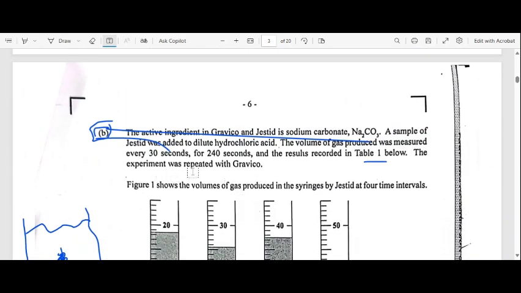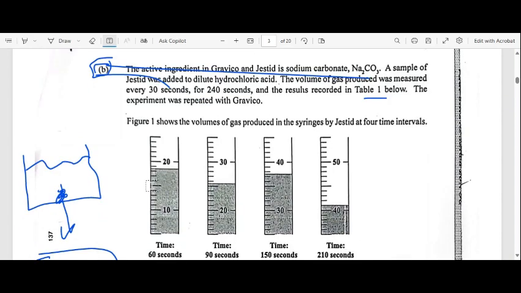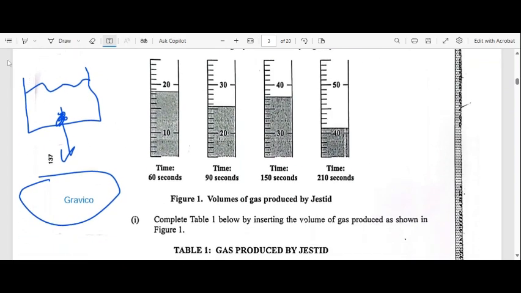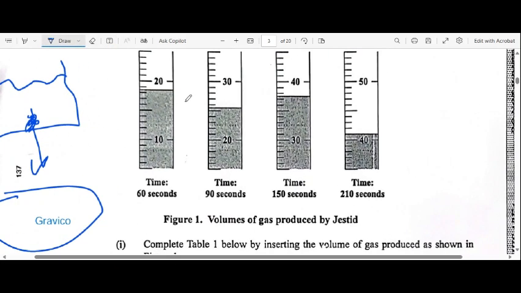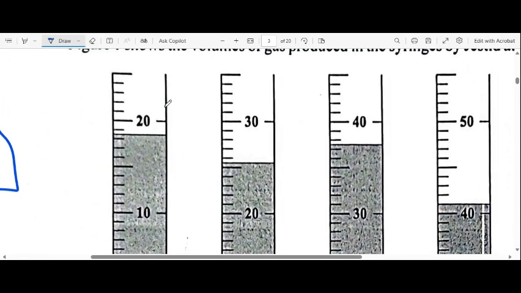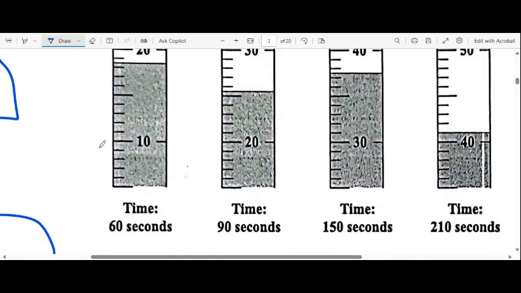The experiment was repeated with gravicle. Figure 1 shows the volume of gas produced in the cylinders by the antacid at different time intervals. So let's actually look into the diagram. Let's zoom in a bit more to make sure that we're accurate. If you look at the diagram, we do basic counting.